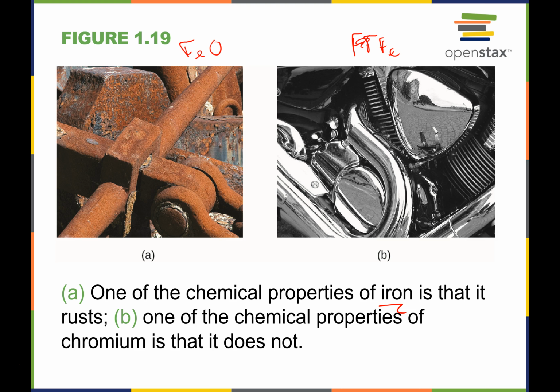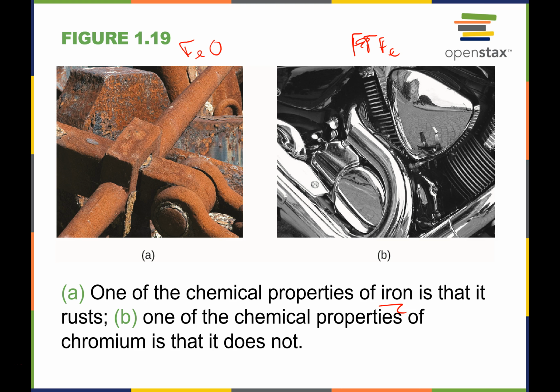So that is a chemical change that has occurred. And so does this make sense that a chemical property of Fe, iron, is that it will undergo what we call oxidation? Does everything oxidize? Paper doesn't rust.